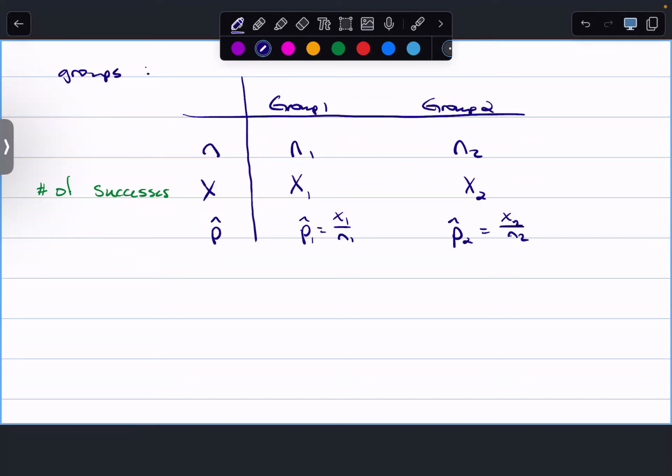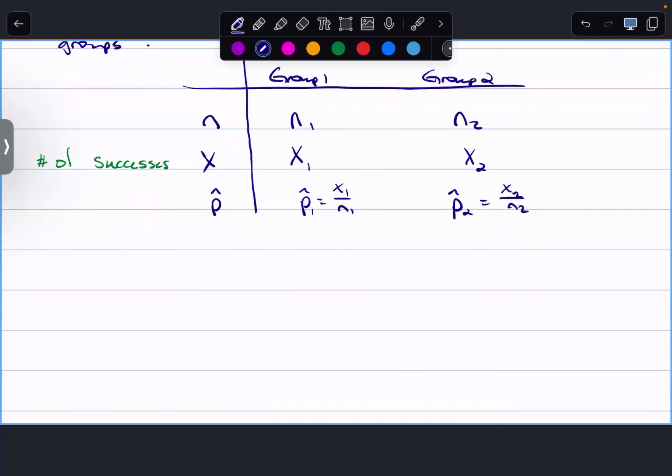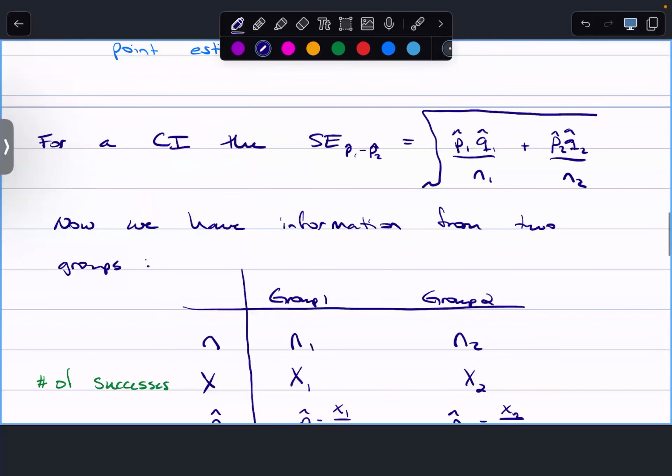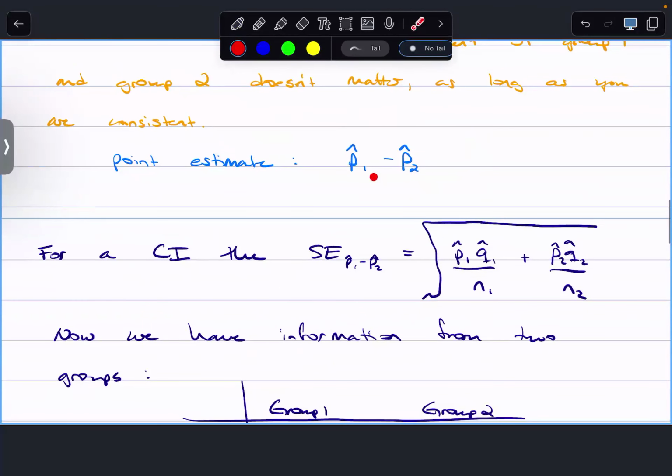Sometimes the question gives you the p hats, but you need to find the successes in order to check your assumptions, which we're not focusing too much on, but just a little bit. Okay, so let's see here. We have the point estimate. We have the standard error of the point estimate, and the critical value stays the same.